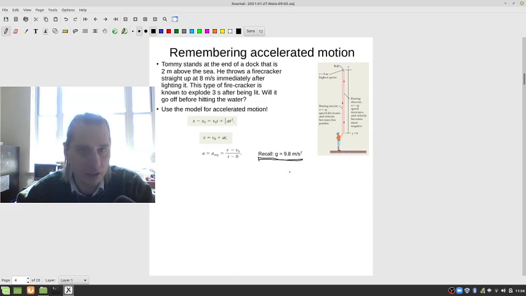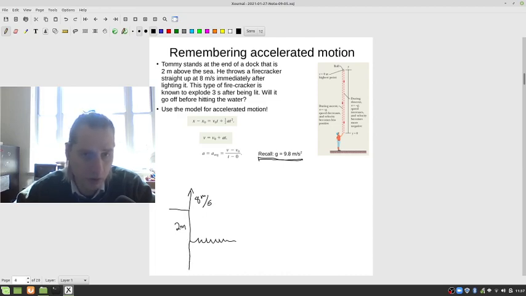And let's look at this problem. Tommy stands at the end of a dock that is 2 meters above the sea. So I'm going to draw a picture: 2 meters up, and there's the ocean. He throws a firecracker straight up at 8 meters per second immediately after lighting it. This type of firecracker is known to explode 3 seconds after being lit. Will it go off before hitting the water?